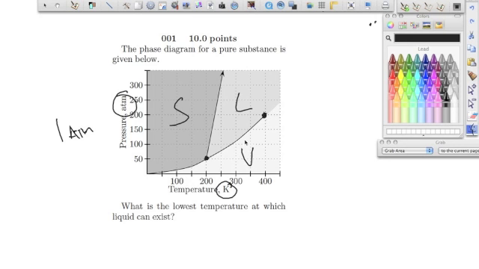In this question it says, what is the lowest temperature at which liquid can exist? Here's the liquid state of matter, and we just move down to the point where it can't exist past 200 Kelvin. So 200 Kelvin is the temperature at which, if it moves any more this way, on that scale, if the temperature is anything below 200, then we know that it cannot exist in a liquid state.